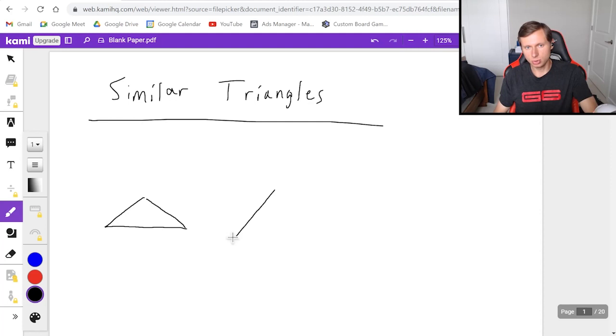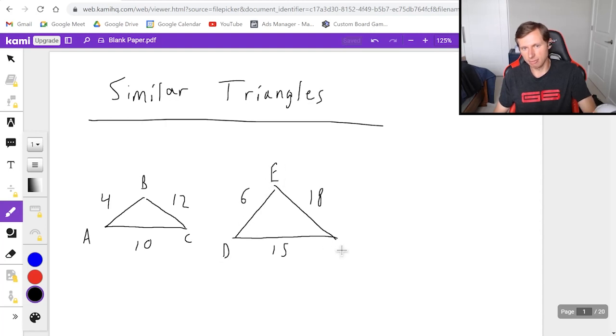I'm going to draw two triangles just like this. These are not drawn to scale based on the numbers. I'm just warning you now, making up random numbers here. On the first triangle, we have 4, 12, and 10. And on the other triangle, we have 6, 18, and 15. Now let's label these triangles. Let's call this triangle ABC, and let's call this triangle DEF.